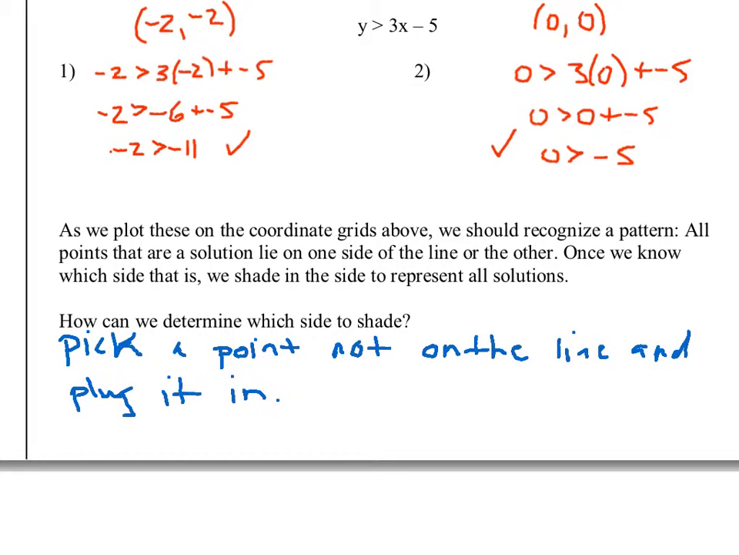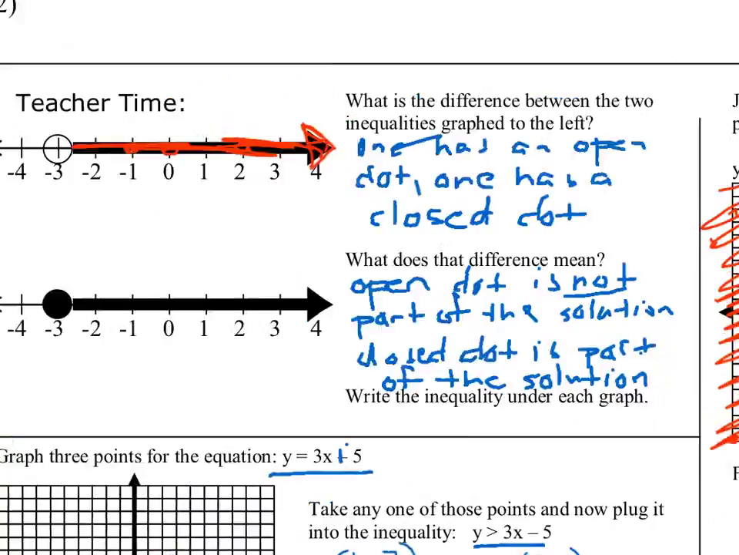If the point you use works, it's part of the solution, then everything on that side of the line is part of the solution. If you plug in a point and it doesn't work, then nothing on that side of the line will work, and everything on the other side will work. We'll see a couple of examples about how we can use this here in a second. But at this point, we can actually go ahead and fill in our key points for today.